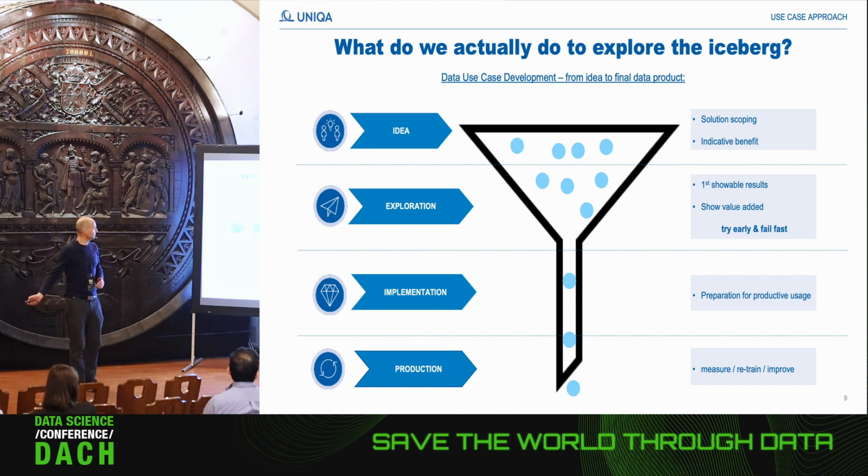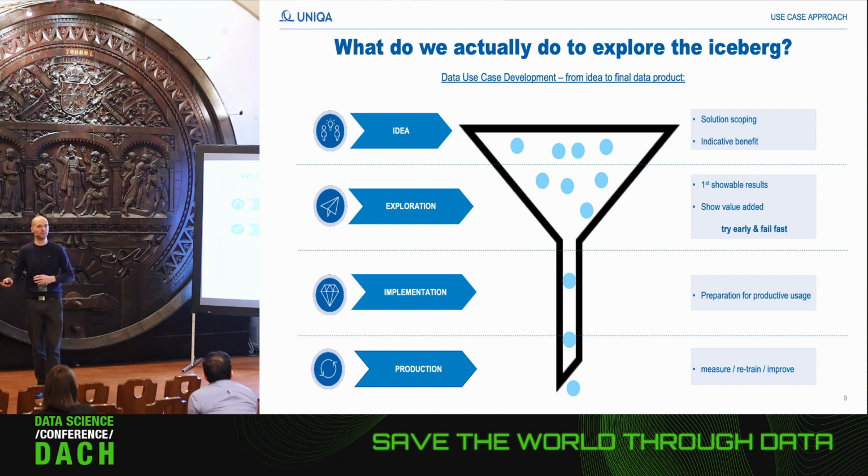The first part of this is the ideation, just to get an understanding of what the problem is we would like to solve, what the first solution scoping could be, and at least an indication of the benefits that might be associated with the use case. The second phase, from my point of view the most important, is the exploration phase. Before, you could see it as prototyping, piloting, creating an MVP. I think it's really important from my point of view.